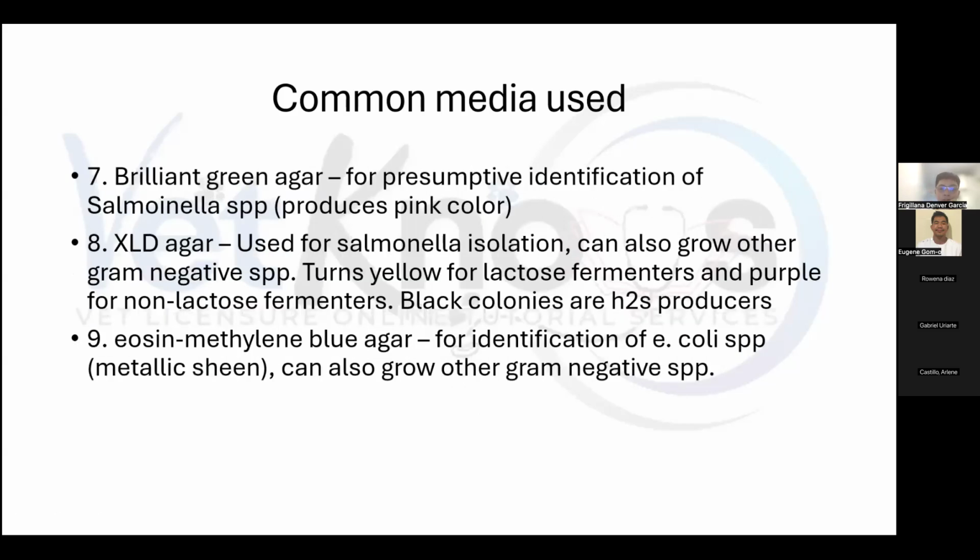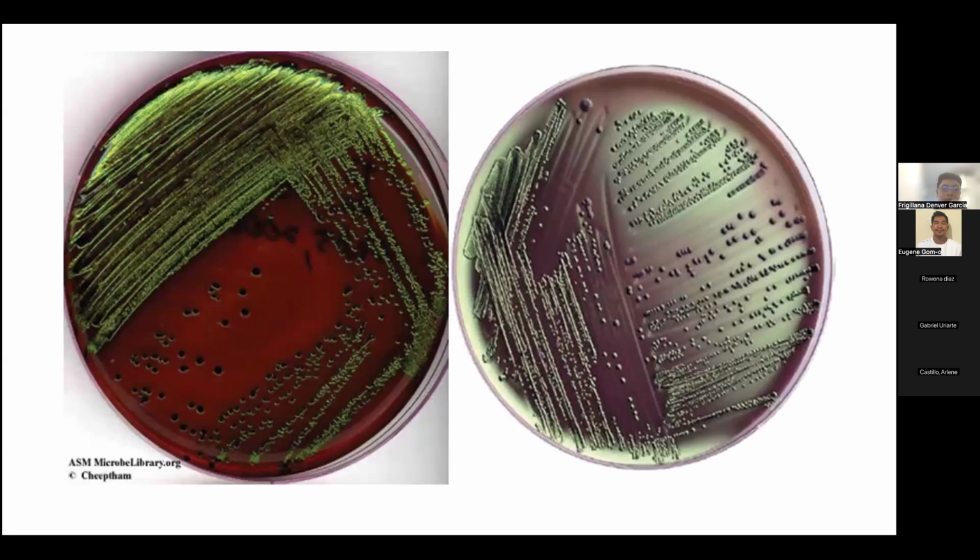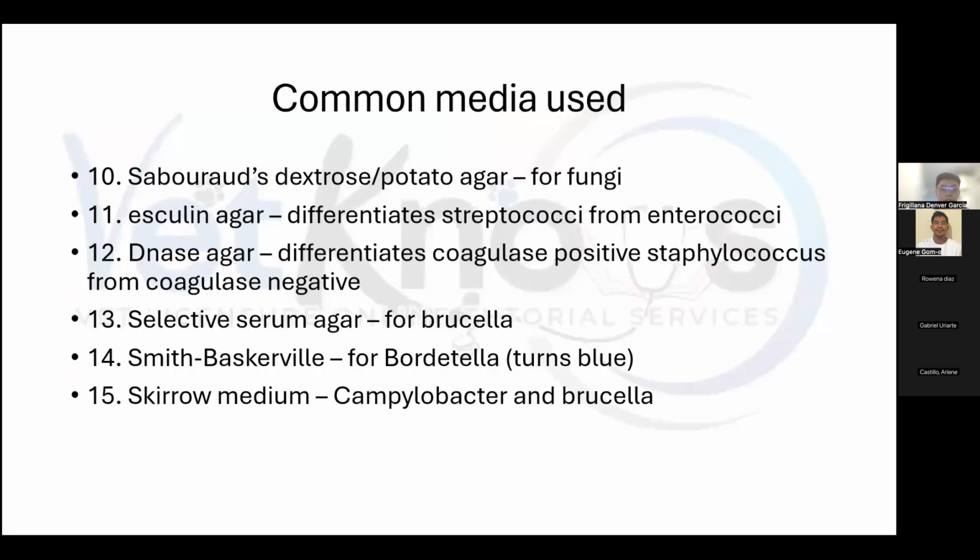Brilliant green agar for Salmonella ulit. XLD agar, Salmonella again. So this turns yellow for lactose fermenters and purple for non-lactose fermenters. EMB agar for E. coli species. Ito siya, si E. coli. So this produces yung characteristic na metallic sheen natin for EMB. Next, Sabouraud dextrose or potato agar. This is acidic and supports the growth of fungi. Esculin differentiates streptococci from enterococci, DNase for coagulase positive staphylococcus from coagulase negative.